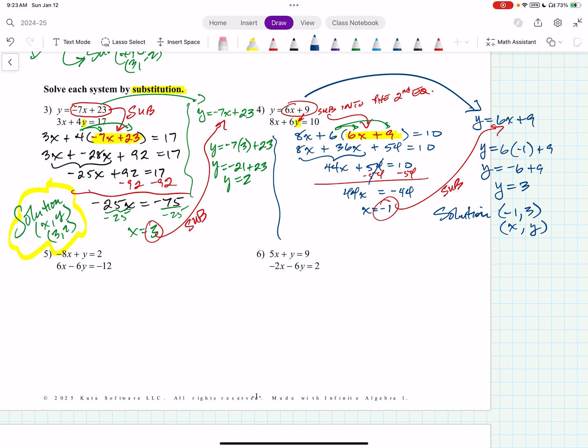Now if one of the equations doesn't have a variable isolated, like in number 3 and 4, then you've got to do some work. You've got to do an extra step. So let's go through number 6. We did this in class as well, but I'm going to go through it here in case you need a little bit more help. Let's do number 6.